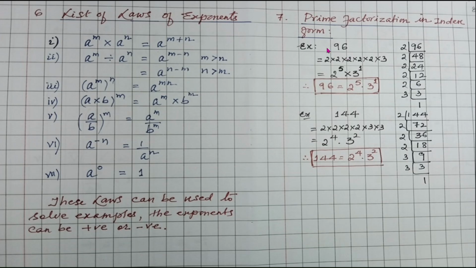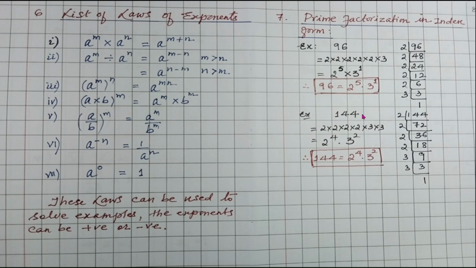If you have to express 96 in index form, prime factorization or the index form, then divide 96 by prime factors. So 2 48s are 96, 2 24s are 48, 2 12s are 24, 2 6s are 12, 2 3s are 6, and 3 1s are 3. So we got 1 2 3 4 5, 2 raised to 5 into 3 raised to 1. So the prime factorization of 96 is 2 raised to 5 into 3 raised to 1. So that is the importance of exponents here.